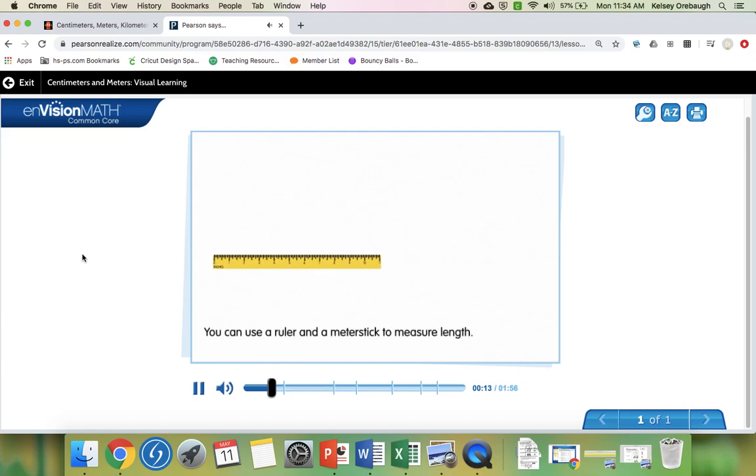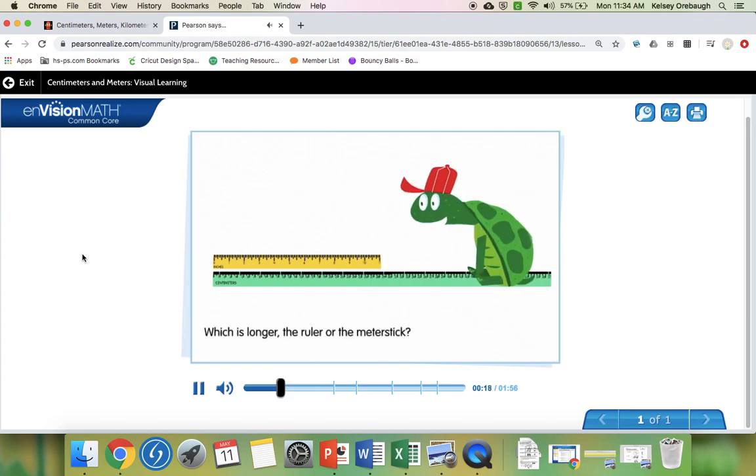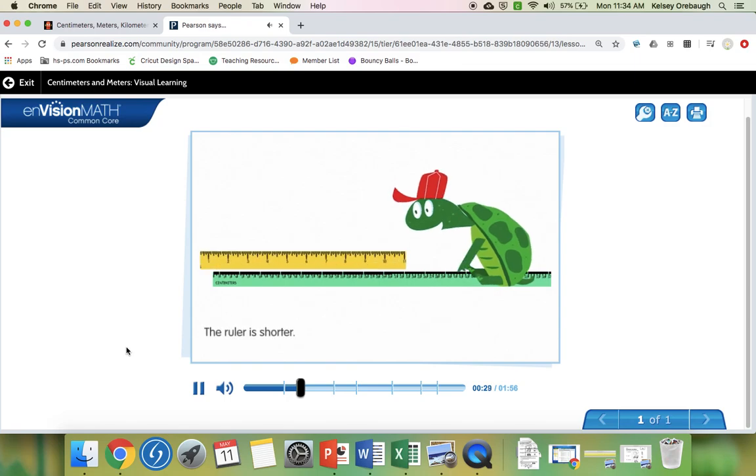You can use a ruler and a meter stick to measure length. Which is longer, the ruler or the meter stick? Okay, so at the top we have a ruler, an inch ruler. An inch ruler is 1 foot long, 12 inches, 1 foot. Which is longer, this inch ruler at the top or this meter stick at the bottom? Clearly, the meter stick is longer. Which is shorter? The ruler is shorter.